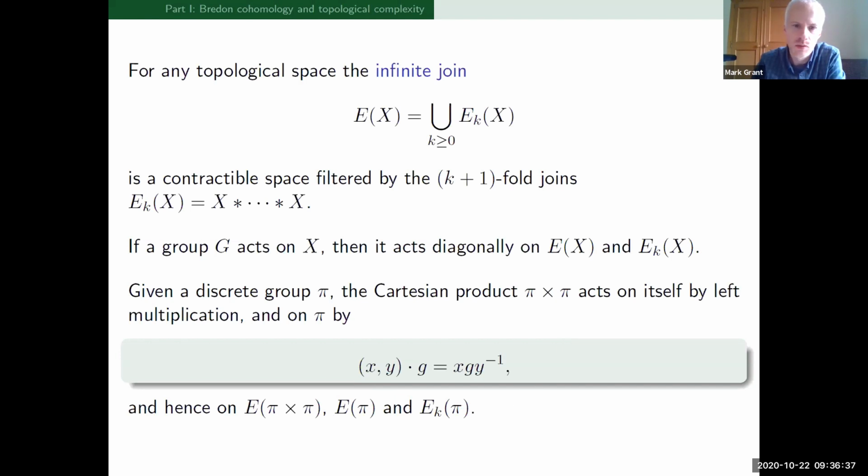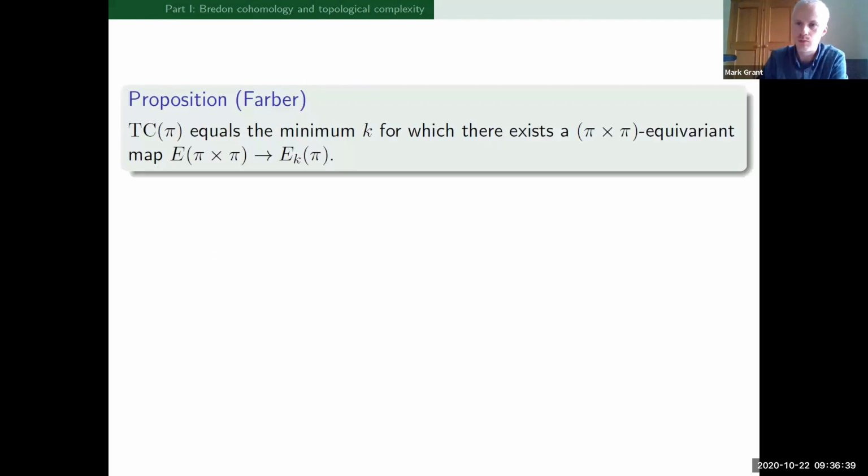Now, the starting point of this work was the following proposition, which appears in our joint paper, but is actually due to Michael, which says that the topological complexity of the group pi is equal to the minimum k for which there exists a pi cross pi equivariant map from E pi cross pi to E_k pi. Now I can give the proof of this because it's brief.